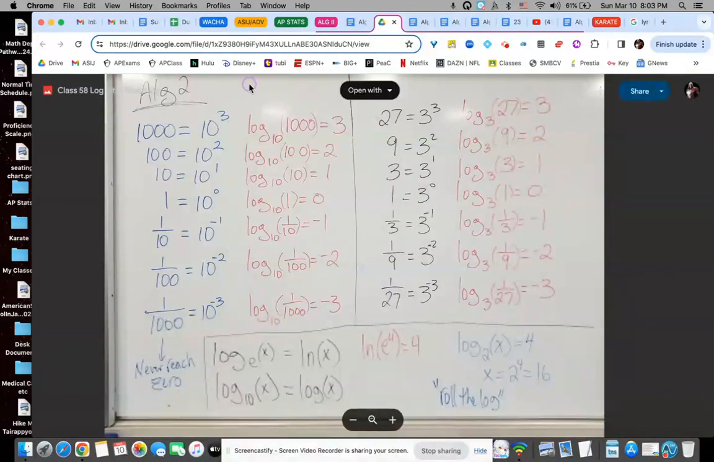And by the way, if there's a log that doesn't tell you what the base is, it just looks like log and nothing's written down below, that is automatically a base 10. The reason is that base 10 is the most common one. We use base 10 for almost everything, unless there's a reason we don't need to.